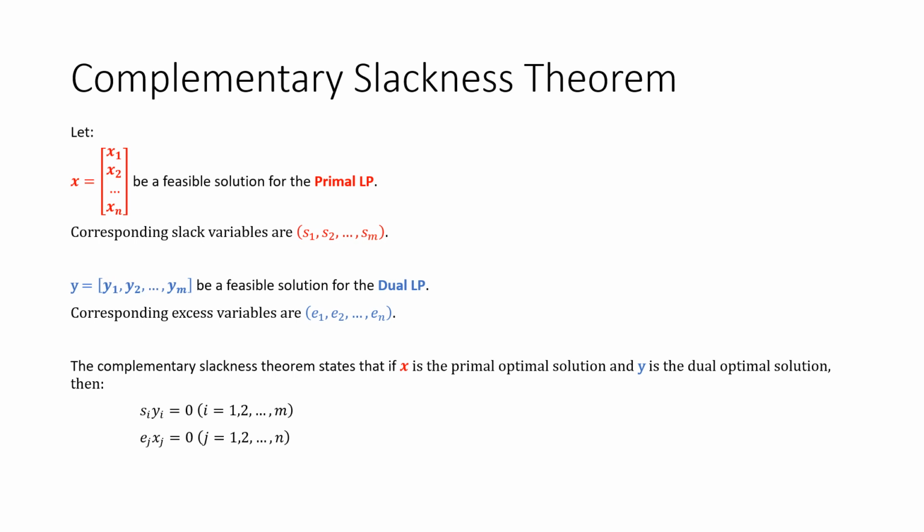The complementary slackness theorem states that if X is the primal optimal solution and Y is the dual optimal solution, then Si times Yi is equal to 0 for i equals 1 through to m, and Ej times Xj is equal to 0 for j equals 1 through to n. But how is this useful? Let's go through an example to understand how this theorem can be used in practice.